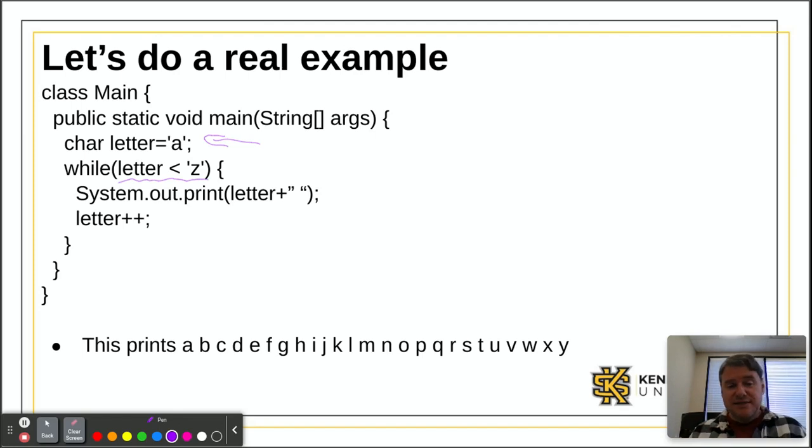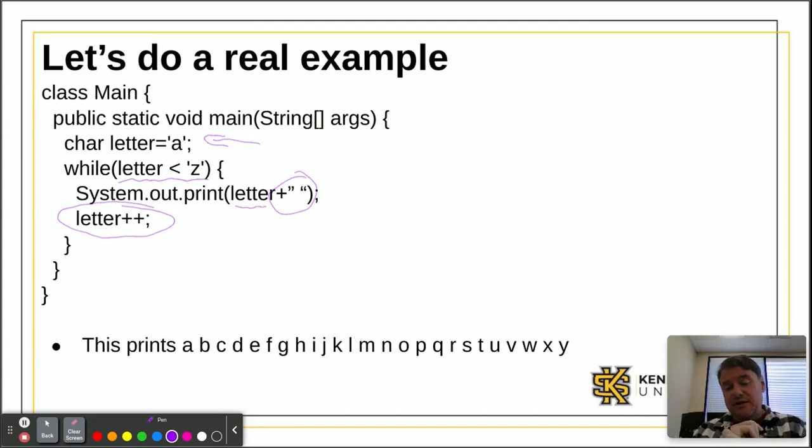So while A is less than Z, it's going to print out the letter, which is the variable that we're using in the loop, followed by a space. That's just what that plus space, double quote, space, double quote is. And then letter plus plus. And that might be a little confusing, so let's talk about that.